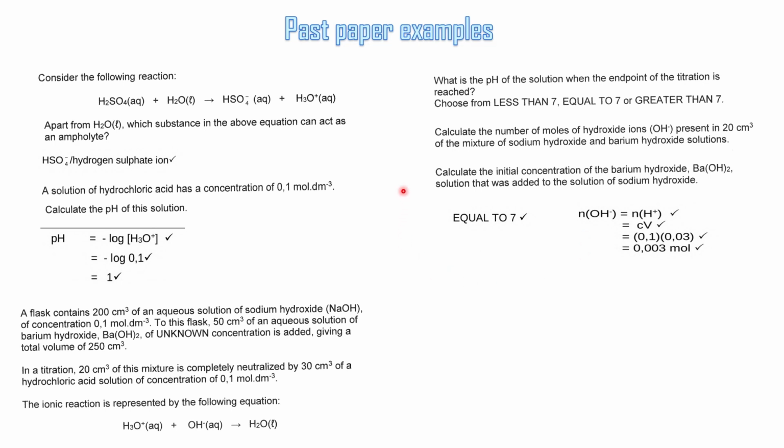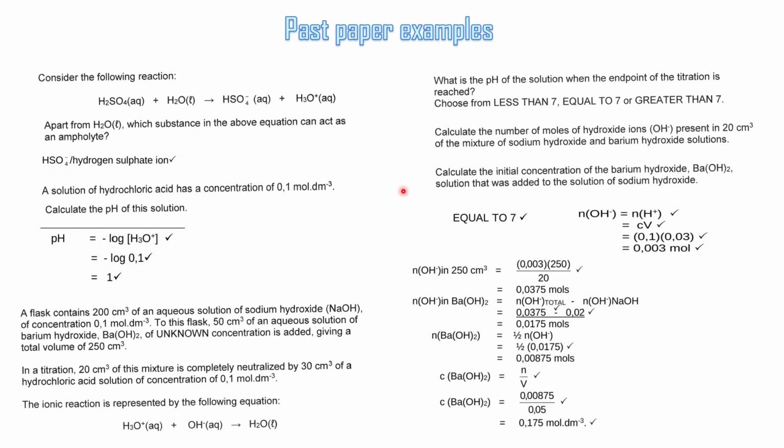The last question. Calculate the initial concentration of barium hydroxide solution that was added to the solution of sodium hydroxide. Now, in this case, you're working out how much is in this 250 centimeters cubed, the number of moles. So you have the 250 and you have the 0.03, which you just worked out, and the 20. The 20 being the volume of the titration mixture. And you come out to 0.375 moles.